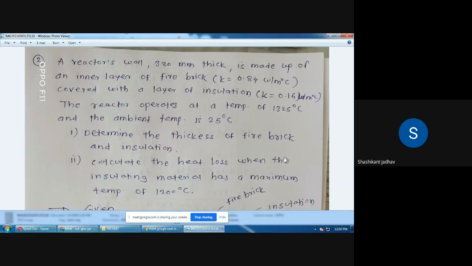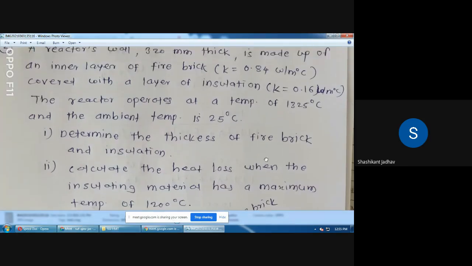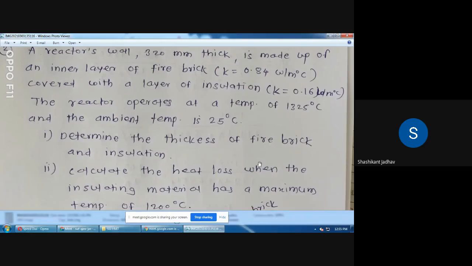A reactor's wall, 320 mm thick. One reactor is there and that reactor wall, 320 mm thick, is made up of an inner layer of fire brick, in brackets, thermal conductivity of that brick is given, K is equal to 0.84 watt per meter degree Celsius.